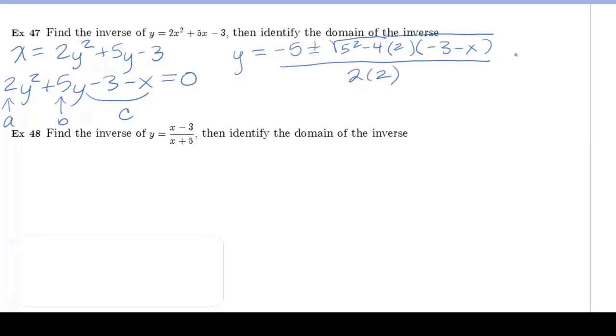We simplify here a little bit. y is equal to negative 5 plus or minus the square root. We've got 25 minus 4 times 2 is 8, times 3 is 24, positive 24. So we got both those negatives. And then 8x.